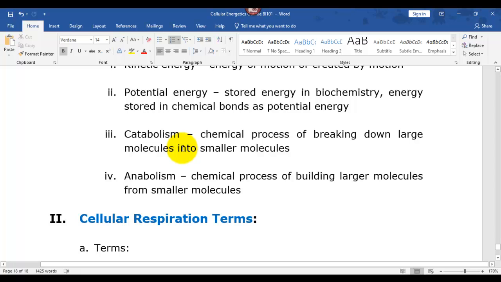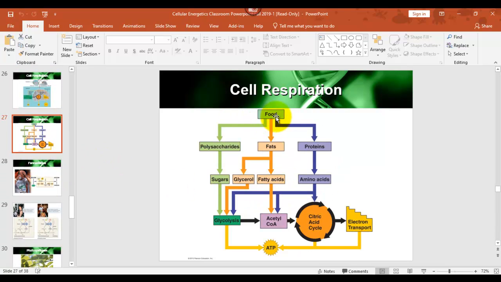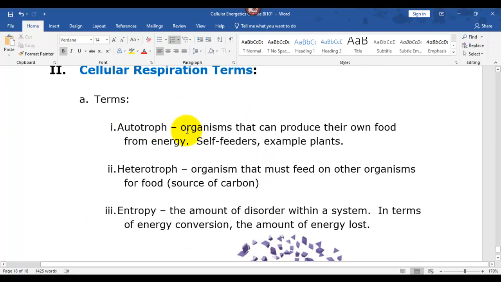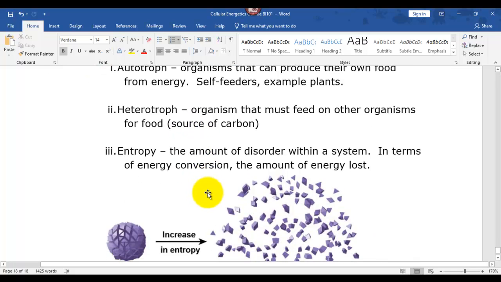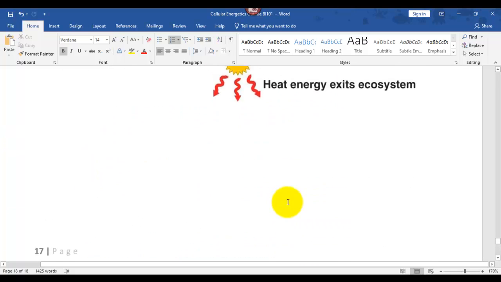Catabolism is a process of breaking down large molecules, which was, I don't want to make you dizzy, this diagram that I kept loving. See, food is being catabolized. It's getting broken down into smaller pieces. Anabolism is building smaller molecules into larger ones. That's why you hear the term anabolic steroids, getting bigger. An autotroph is an organism that can produce its own food. Heterotrophs have to feed on other organisms to get a source of carbon. And then there's entropy. Those are all related to what we were talking about.